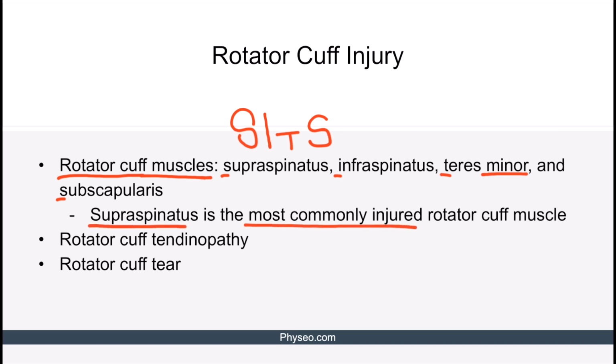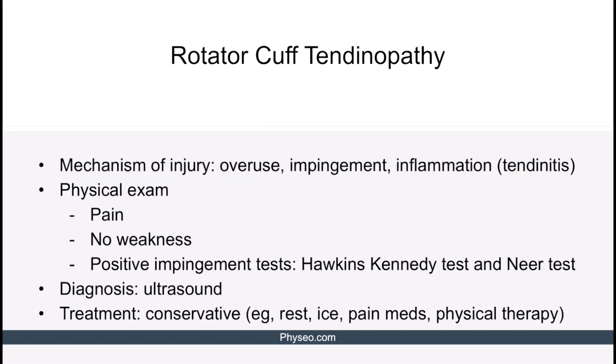Both rotator cuff tendinopathy and rotator cuff tears fall under the umbrella of rotator cuff injury, so let's discuss them in more detail. Rotator cuff tendinopathy is caused by overuse, impingement, or inflammation of the rotator cuff muscle tendons. Physical exam will reveal pain in the joint, but no weakness. The presence of weakness on examination of the shoulder would indicate a rotator cuff tear rather than tendinopathy. Hence, assessing for weakness on physical exam is one of the best ways to distinguish tendinopathy from tears.